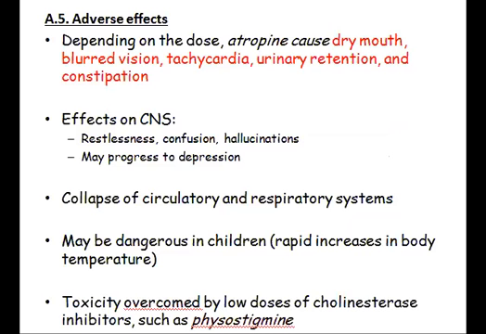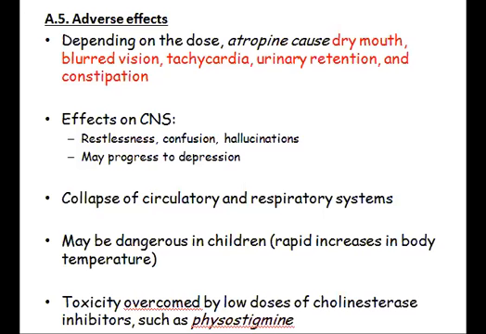The atropine has also many adverse effects, and those adverse effects depend on the dose. It may cause dry mouth, blurred vision, tachycardia, urinary retention, and constipation. As well, the atropine has effects on the central nervous system. It may cause restlessness, confusion, and hallucination that may progress to depression. It may cause also collapse of the circulatory and respiratory system.